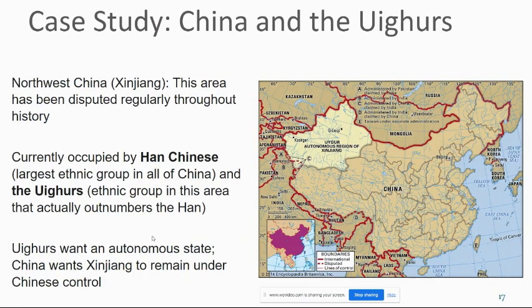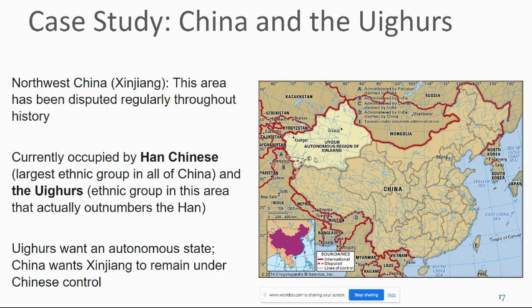So we're going to do a case study. There will be a couple questions on this case study on your test eventually, so I do want you to watch the video. One example of a border dispute is in the northwest region of China. This is China here, and there's a region of northwestern China known as Xinjiang. This is an area that's been disputed regularly throughout history, and currently it's occupied by two major ethnic groups, the Han Chinese, which is the largest ethnic group in all of China, and another population called the Uyghurs. Uyghurs are an ethnic group that outnumber Chinese people in this region, and they are non-Chinese.